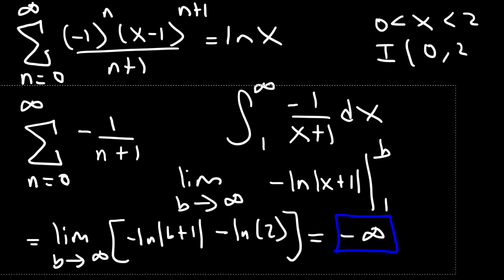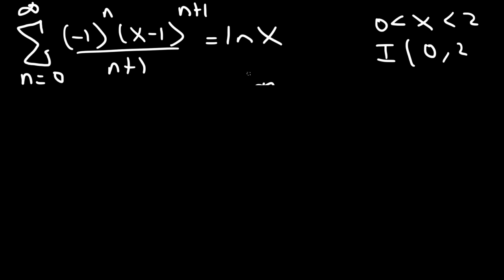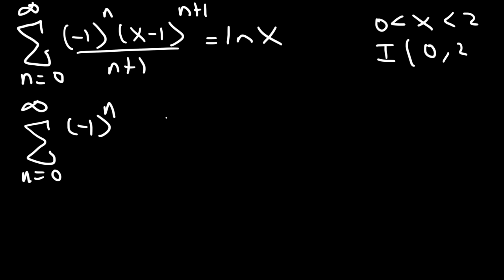So let's plug 2 into this expression. So this is going to be negative 1 to the n, and then 2 minus 1 is 1. 1 raised to the n plus 1 is just 1. So we now have this. This is an alternating series due to the negative 1 to the n. So the sign is going to be alternating.